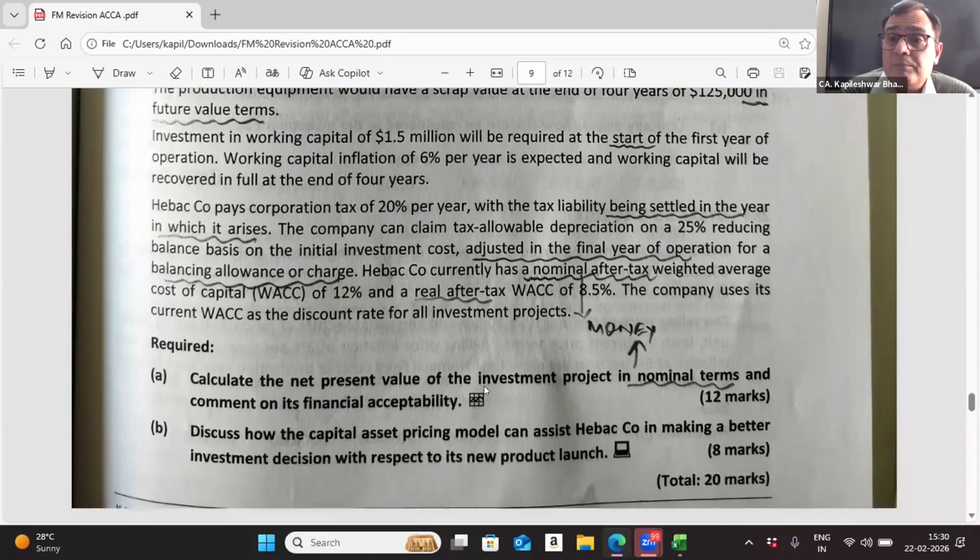Then he says the company has a nominal after-tax weighted average cost of capital of 12%, that's MDR, and a real after-tax rate of 8.5%, that is supposed to be RDR. The company uses the current WACC as a discount rate for all the investment projects. Great. Okay, so first I think we'll discuss the A point.